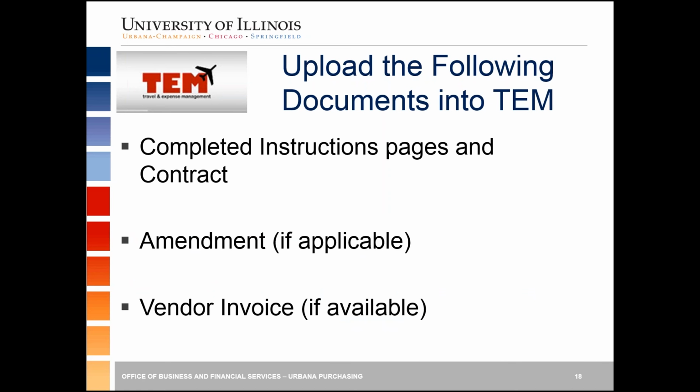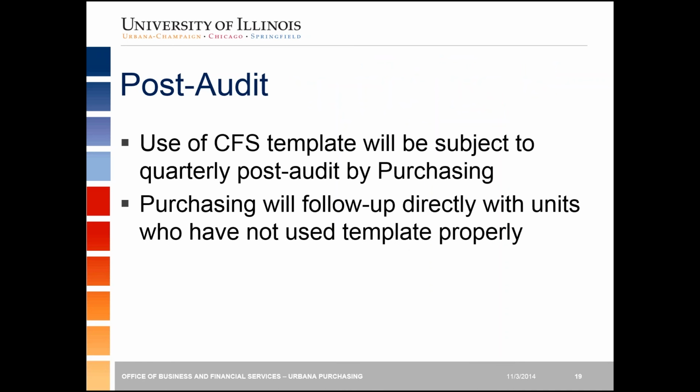Okay, and then uploading the documentation into TEM, we would need the completed instruction page and contract executed. All that Brad had just gone over needs to be on the contract before it's submitted for payment. And we would also need the amendment if applicable, and vendor invoice if available. It's nice to have, but it's not required. We recognize the fact that most of the payment information is contained within the contract document itself, so it ought to be able to serve as an invoice as well, but a lot of places do actually send an invoice. So I think I'm going to be turning it back over to Brad, and he's going to be talking a little bit about some post-audit activity.